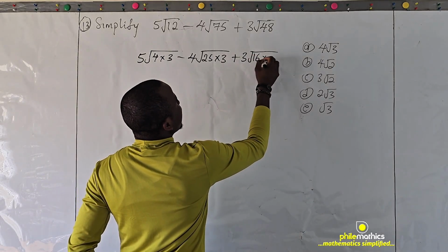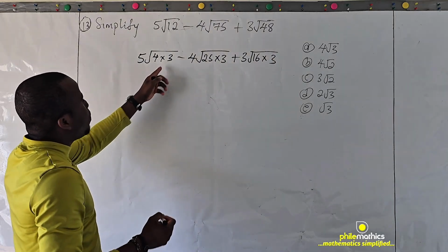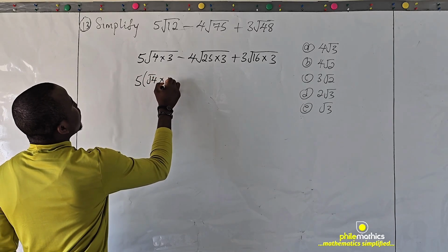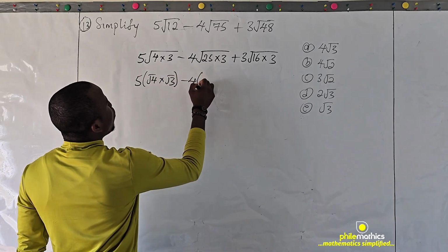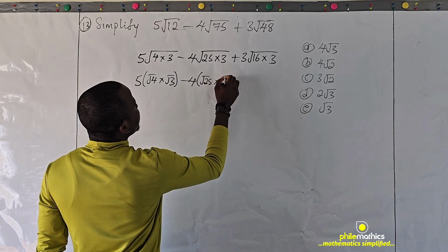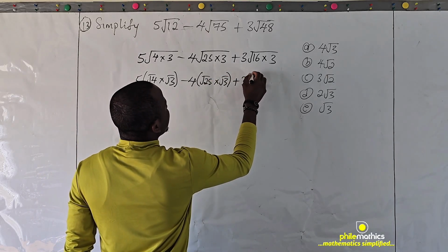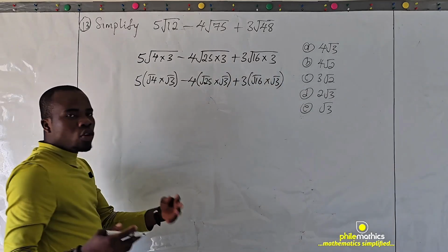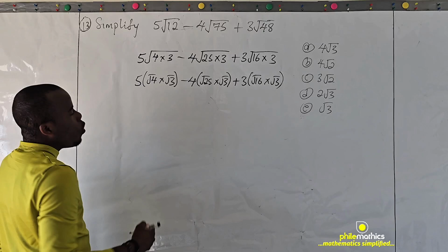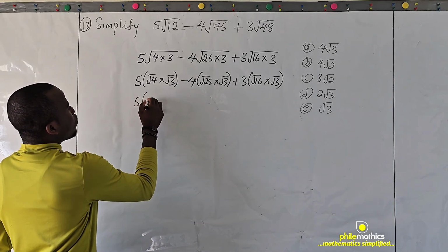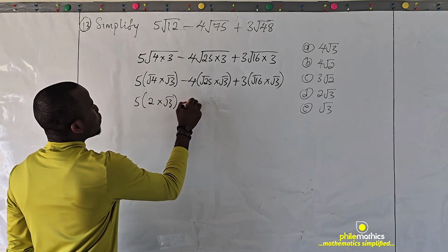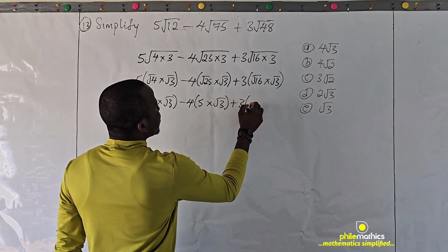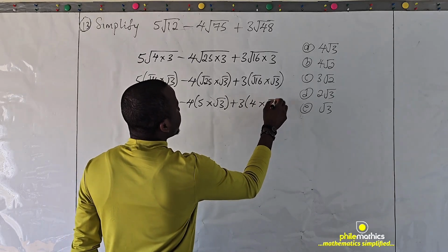So 16 times 3. And I can split this to be 5 root 4 times root 3 minus 4 root 25 times root 3 plus 3 root 16 times root 3, from the laws of surd. And so root 4 is 2, so this is 5 times 2 times root 3, minus 4. Root 25 is 5 times root 3. Root 16 is 4 times root 3.